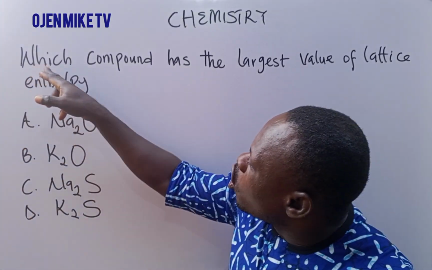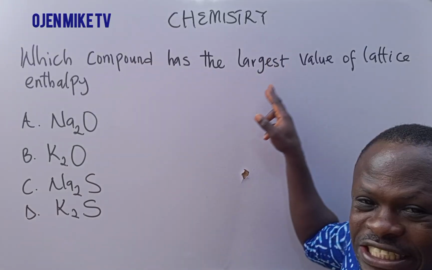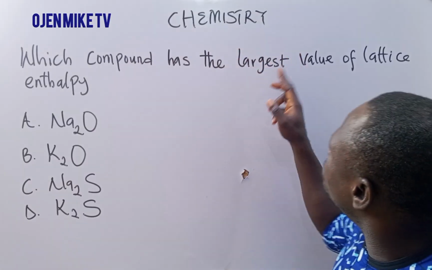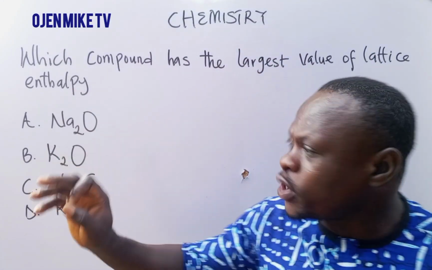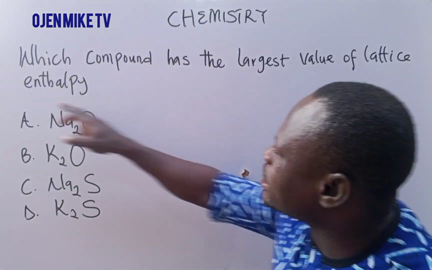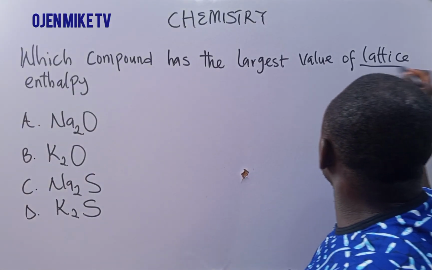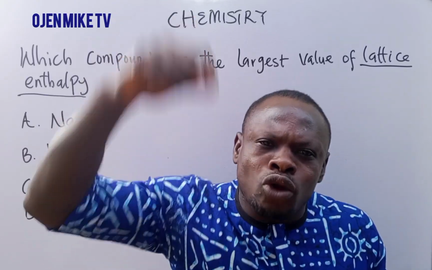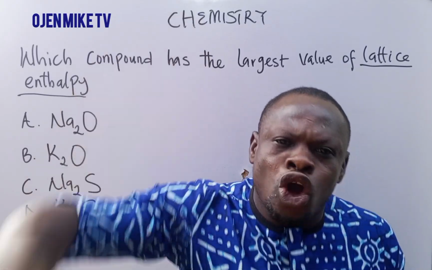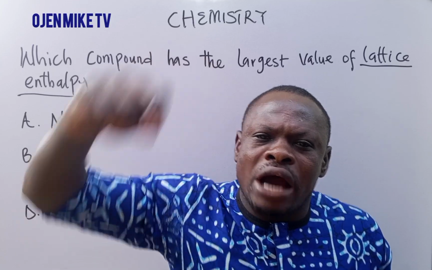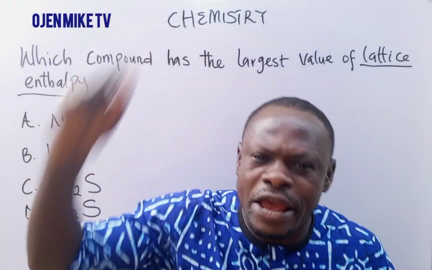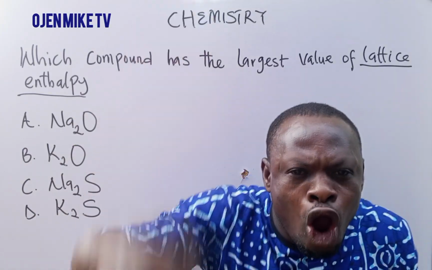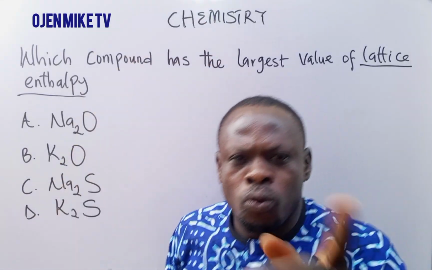In this question, we are asked: which compound has the largest value of lattice enthalpy? Largest value of what? Lattice enthalpy. Now, first of all, what do you understand by lattice enthalpy? Lattice enthalpy is the amount of energy that is released when 1 mole of an ionic compound is formed from its gaseous ions. What do we mean?